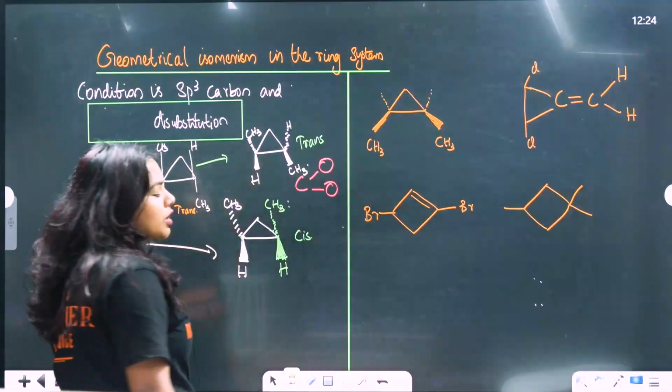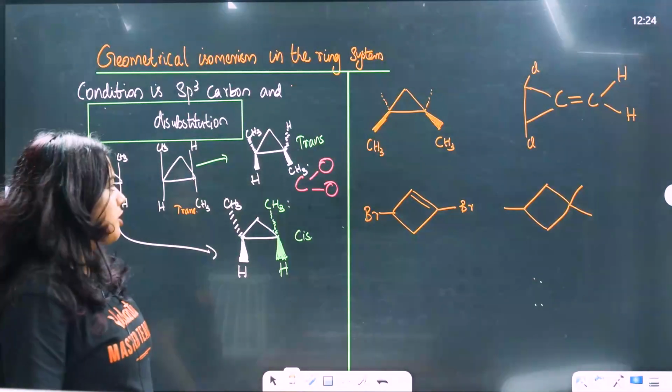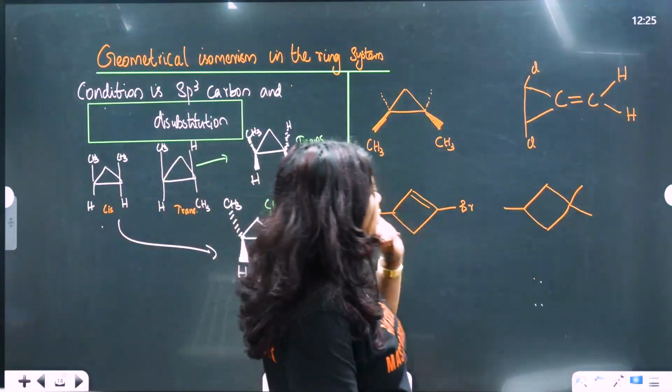Trans. So one is looking towards you, one is looking away from you. This is how you draw the structure. Now let me tell you if isomerism is possible here. You have to tell me this.